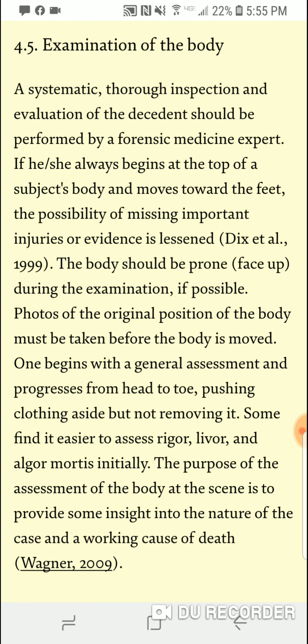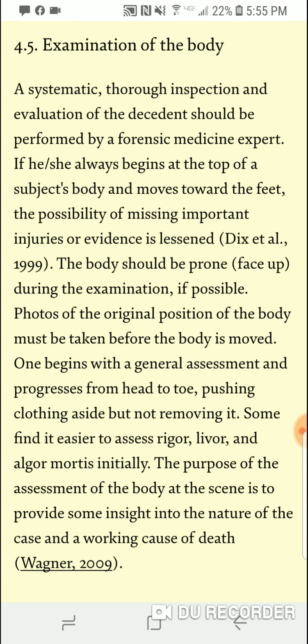Examination of the body. It says a systematic, thorough inspection and evaluation of the decedent should be performed by a forensic medicine expert. If he or she always begins at the top of the subject's body and moves toward the feet, the possibility of missing important injuries or evidence is lessened. The body should be supine, which is face up, during the examination, if possible. Photos of the original position of the body must be taken before the body is moved.